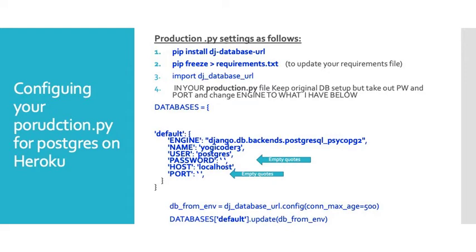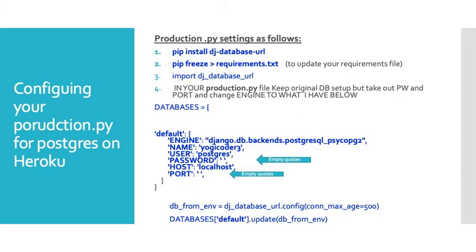So now we'll make changes to the production settings file as follows. Starting in number 3, we'll import dj_database_url. So in your production file, keep the original database settings that you have, but take out your password and port and change your engine to what I have below. I'll be very honest, this took me a while to figure out. I didn't feel that there was great documentation on this anywhere. So this is, if you've been using Postgres all along, what it looked like, only we had the password and the port included. So you want to make sure that you take those out and you have empty quotes instead.